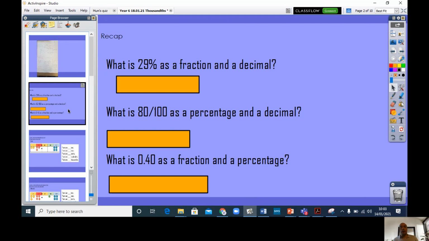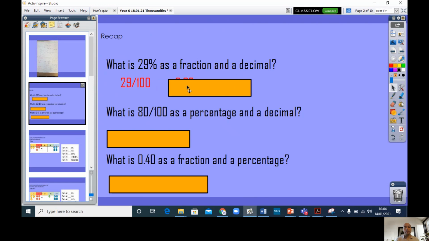Okay, brilliant. So you should have had a go at the questions above. So what is 29% as a fraction and a decimal? Remember, 29% is out of 100, so it would be 29 over 100. And then as a decimal, we divided it by 100, so it should be 0.29. If you didn't get it correct, pause the video, then now have a go at the second two. You might need to redo them.